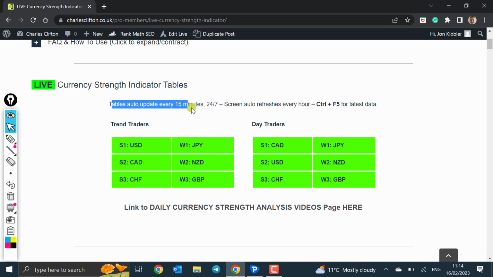The tables auto update every 15 minutes 24/7, so our members can access the markets and see how they are in real time. So what are they showing us today? Well, it shows us that the US dollar is the strongest currency on the trend traders, but is the second strongest on the day traders. The Canadian dollar is the second strongest on our trend traders, but tops our day traders chart. The Swiss franc is the third strongest on both. The yen is the weakest currency on both tables. The New Zealand dollar is the second weakest currency on both tables. And the pound is the third weakest currency on the tables.